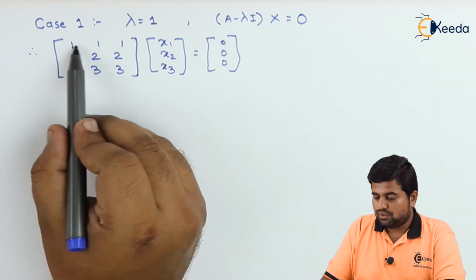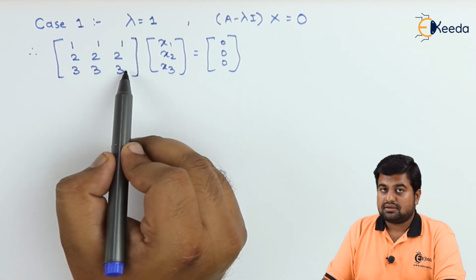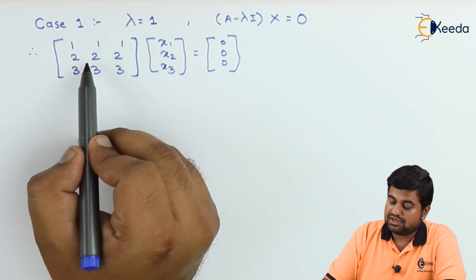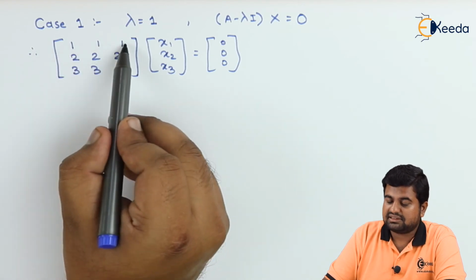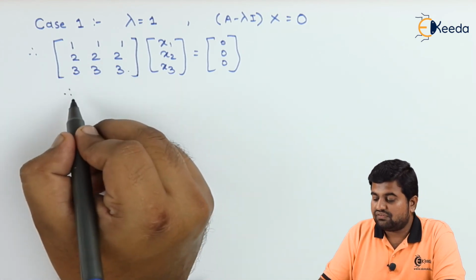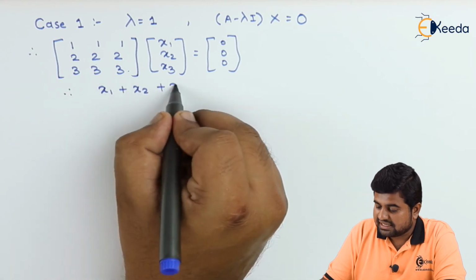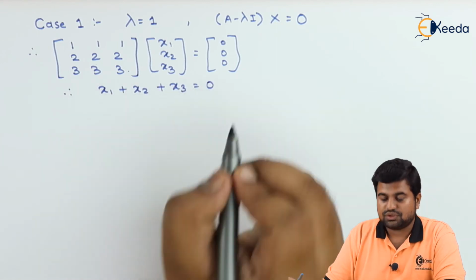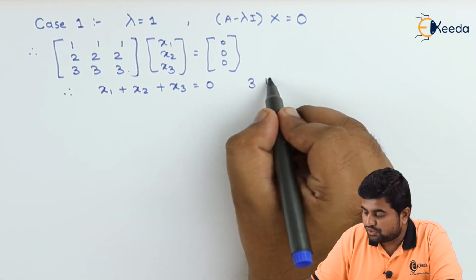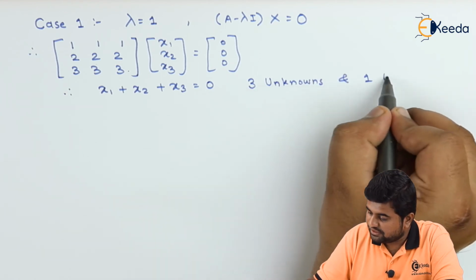Now as you can see, 1, 1, 1, 2, 2, 2 and 3, 3, 3, these equations are nothing but same, because if you multiply this first row by 2, you will get second row. If you multiply this first row by 3, you will get third row. Therefore, there is only one equation possible, that is x1 plus x2 plus x3 is equal to 0. Now here we have got 3 unknowns and only one equation.